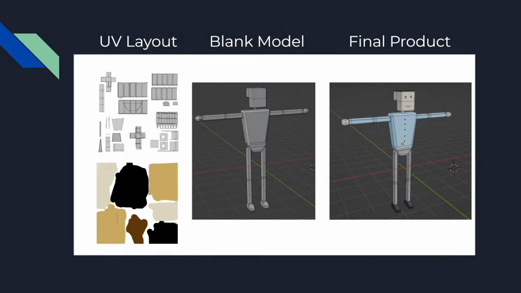And if you don't know what a UV is, like I didn't when I started this, the UV texture is what goes around the blank model and gives it color and makes it look more realistic. On the top left, you have what I started with, which is the UV layout, and then I painted on top of it with the paintbrush in Photoshop. And on the far right, you can see the final product and what it looked like.